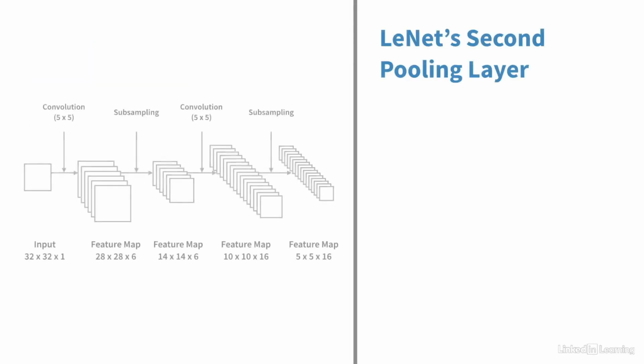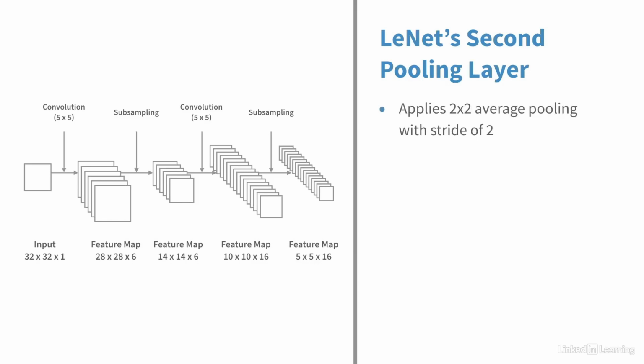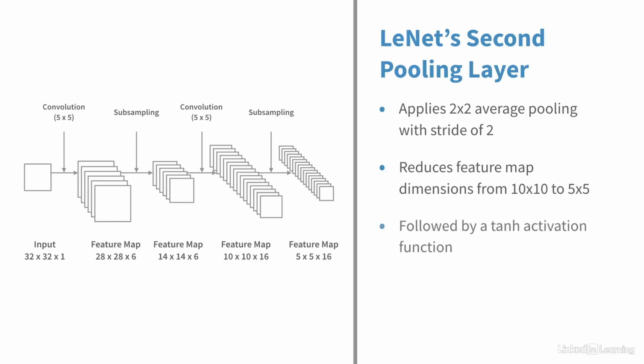The second pooling layer is similar to the first pooling layer. It applies a 2x2 average pooling with a stride of 2, which reduces the dimensions of the feature maps from 10x10 to 5x5. These feature maps are again passed to a hyperbolic tangent activation function.